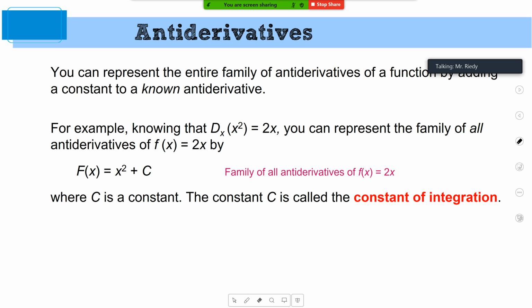So again, looking at this example, I'm starting with a function 2x. What function, when you take the derivative of it, would give me 2x? That would be x squared, but then we throw that constant of integration on there to be x squared plus C. C can be any number.